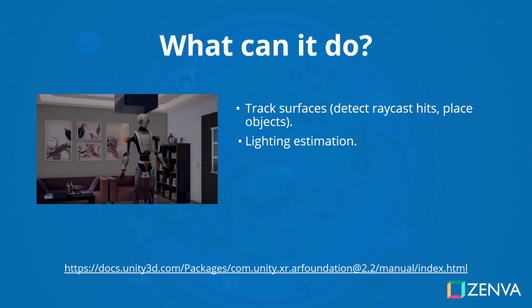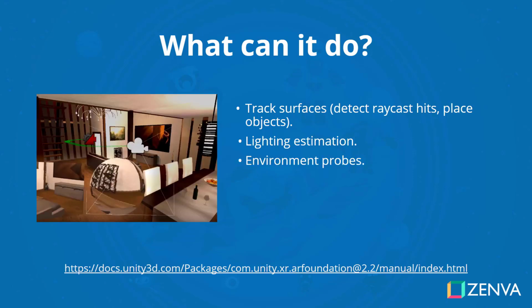AR Foundation also has lighting estimation, which means that your AR models can actually adapt to the lighting around you. So if you're in a dark room, then your models will become darker, and if you're out in the sun, your models will be bright. And this is really good in creating immersive experiences, as you don't want the lighting to be off, and of course, this technology will only get better as time goes on.